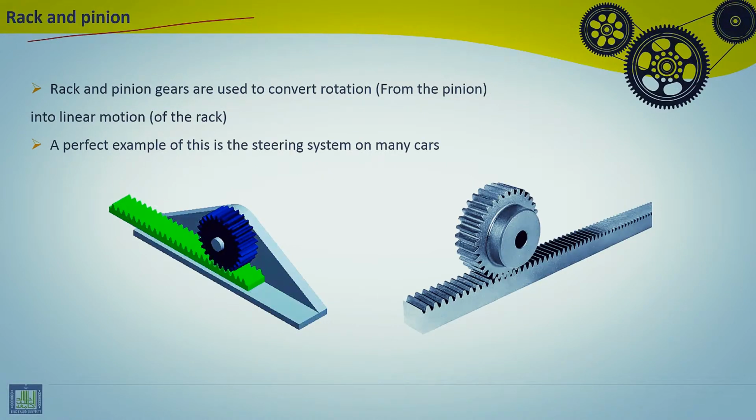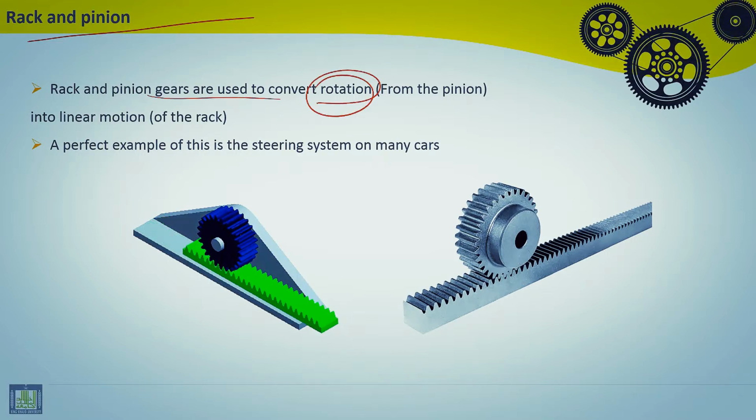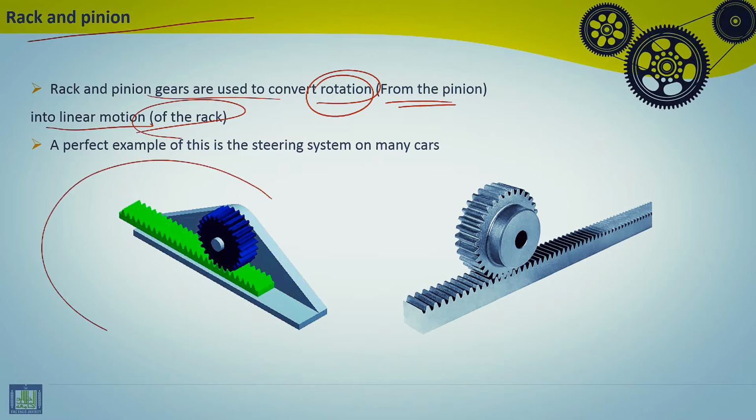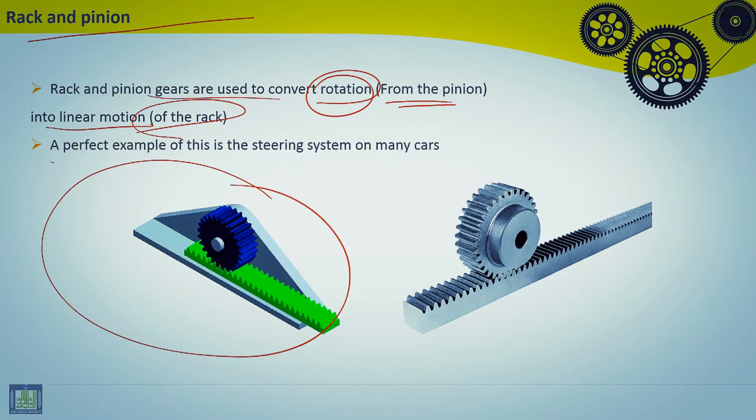How about rack and pinion now? So rack and pinion gears are used to convert rotation from the pinion into linear motion of the rack, as shown in this animation. A perfect example is the steering system on many cars.